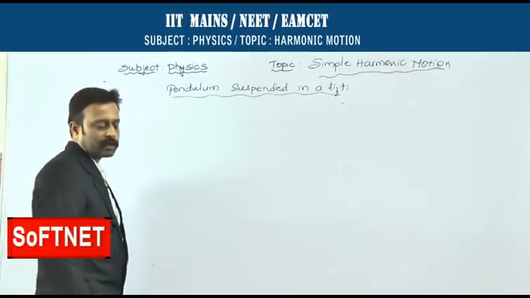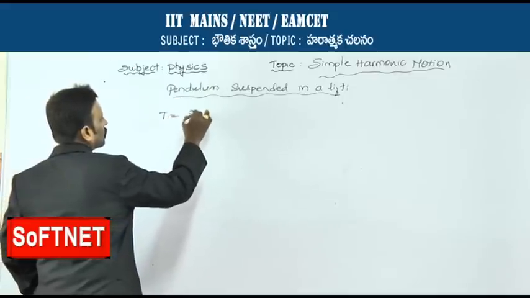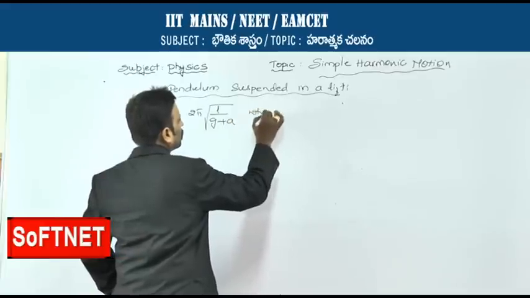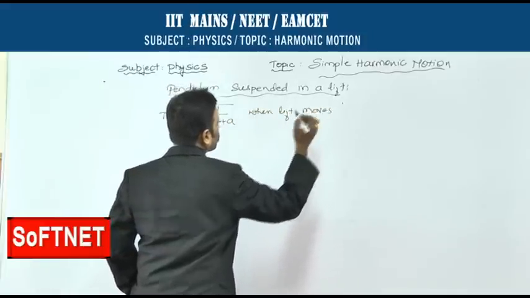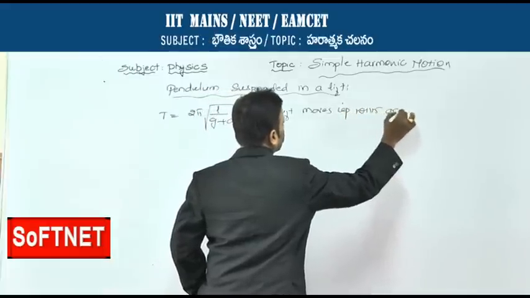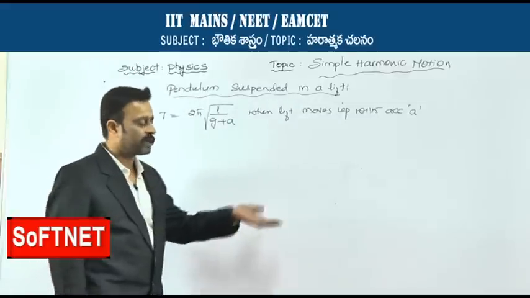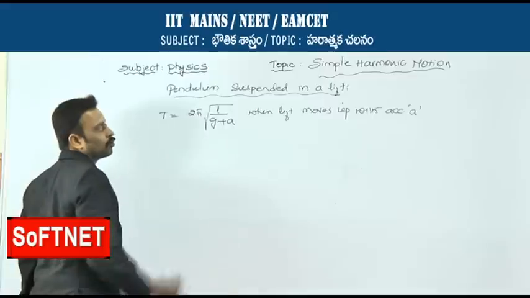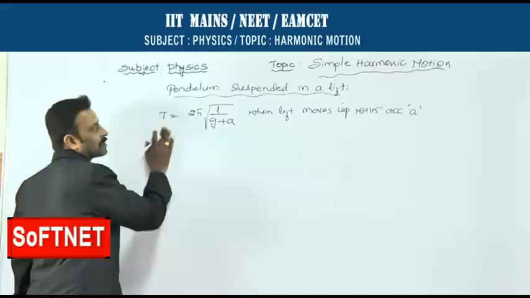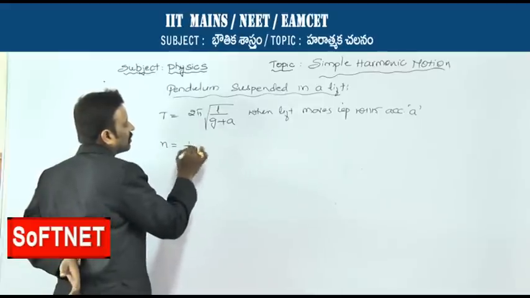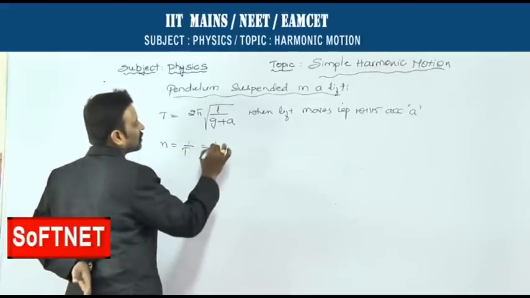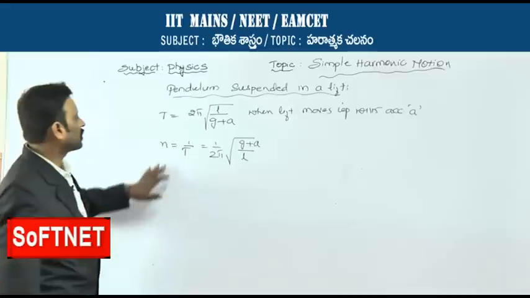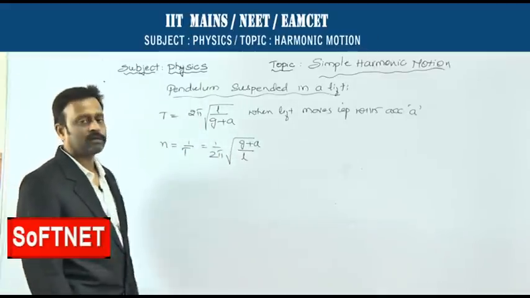The formula for a pendulum suspended in a lift: the time period T is equal to 2 pi under root L by g plus a. This is the condition when the lift moves upwards with acceleration a. When the lift is moving in upward direction with acceleration a, this is the formula to calculate time period. T is equal to 2 pi under root L by g plus a. As this is the time period, what is the frequency formula in this case? Frequency is the reciprocal of the time period, that is 1 by 2 pi under root g plus a by L. The formula for frequency when the lift is advancing in upward direction with a uniform acceleration a.